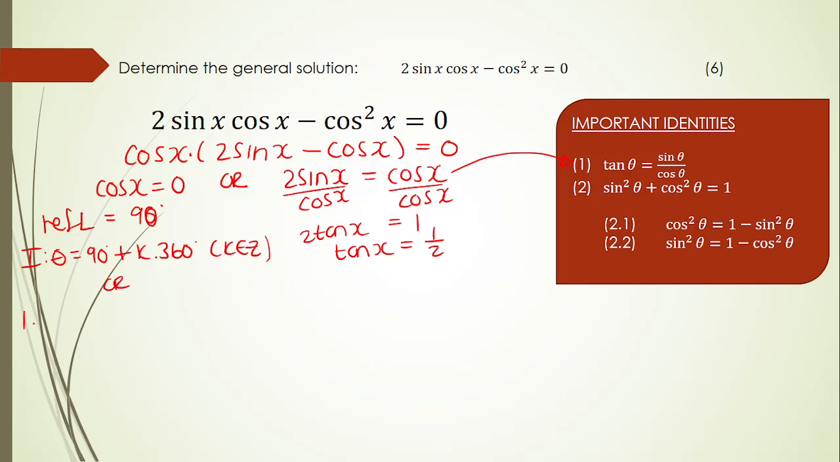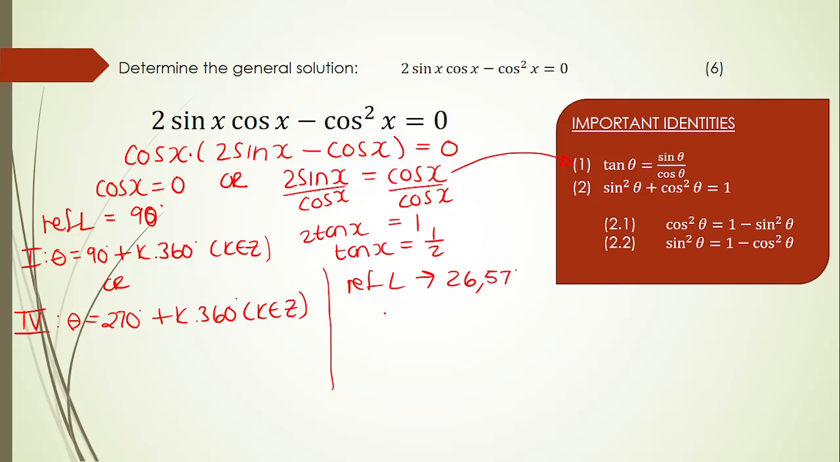Or we're going to be positive in quadrant 4, which is 360 minus 90, which is just 270 plus k times 360, k's. Okay, let's go look at the other side here. The reference angle for tan of a half is 26.57, and tan is positive in quadrant 1.